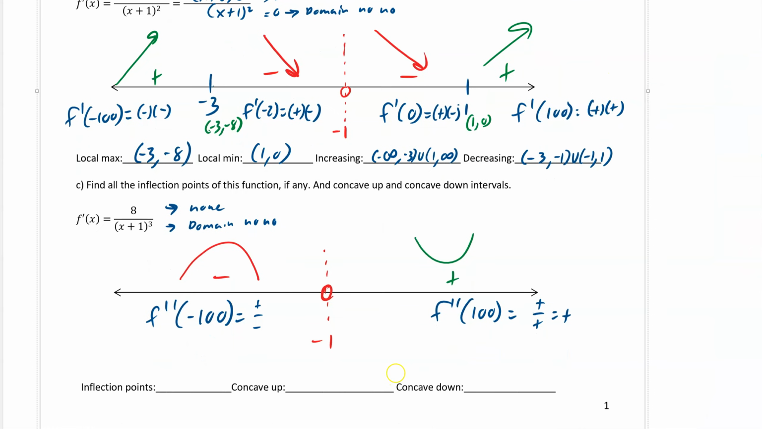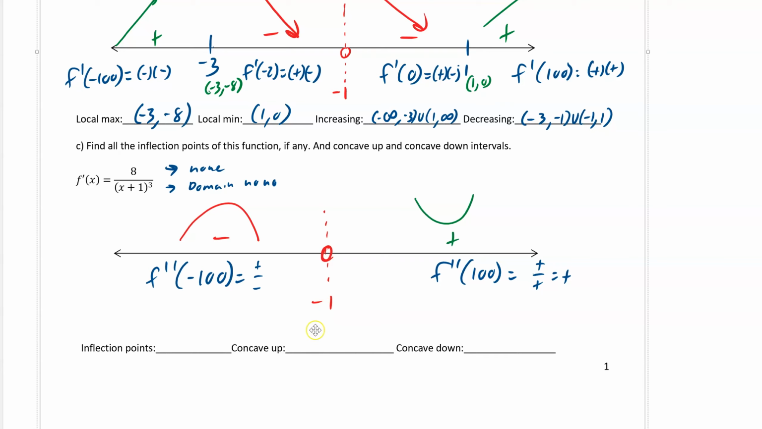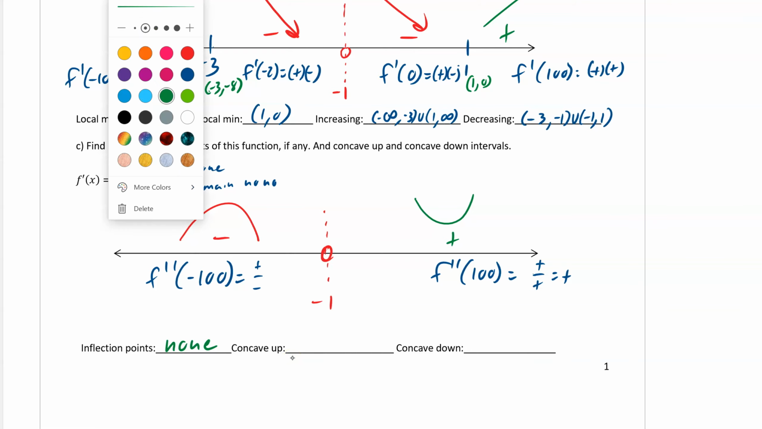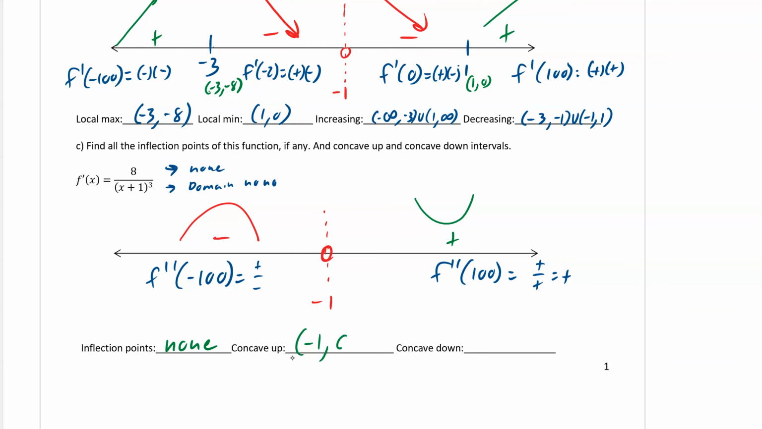So do we have any inflection points? And you may say, oh, -1. -1 is not a point. So no, there are no inflection points. Our numerator did not give us anything. Our denominator had a domain no. So no inflection points. So it is concave up from -1 to infinity, and it is concave down from -infinity to -1.